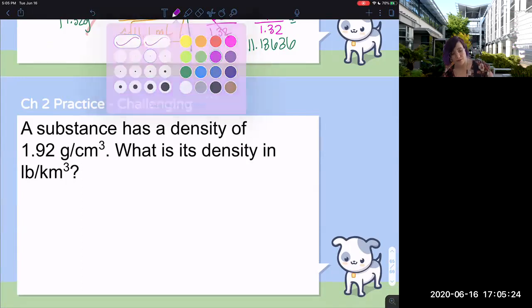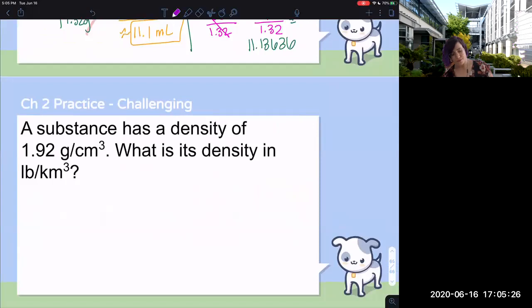So this is the conversion, but my answer is also a conversion. So I can't start with not a conversion. I only have a conversion, so I've got to start with the conversion. Let's just write this out: 1.92 grams over 1 centimeter cubed.